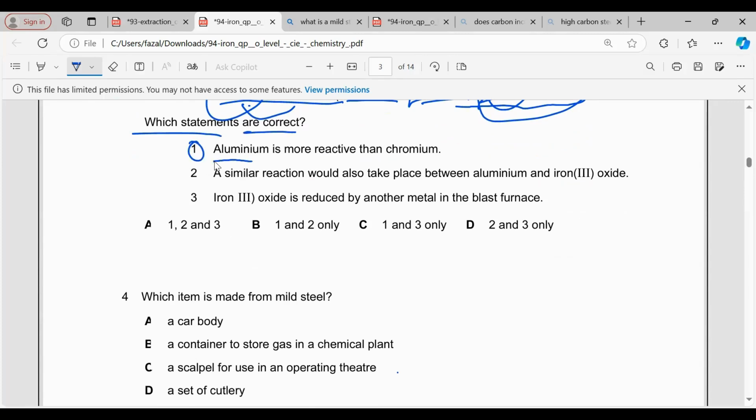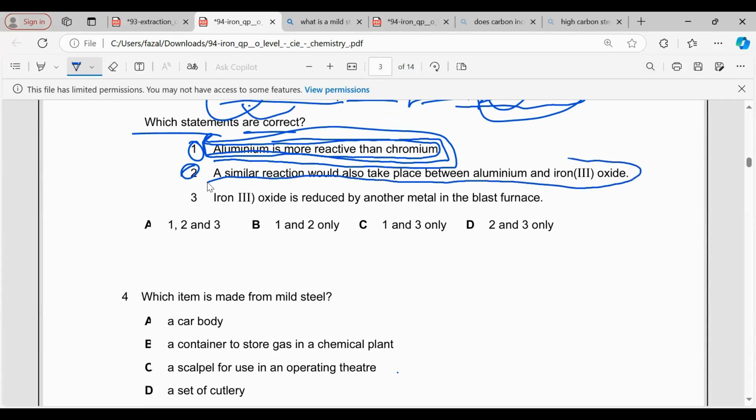The first statement is aluminum is more reactive than chromium. Yes, aluminum is more reactive than chromium because, as we can see in the displacement reaction above, chromium has been displaced by aluminum. Now the second point: a similar reaction will also take place between aluminum and iron. Yes, because aluminum is also more reactive than iron, and hence a similar reaction will occur.